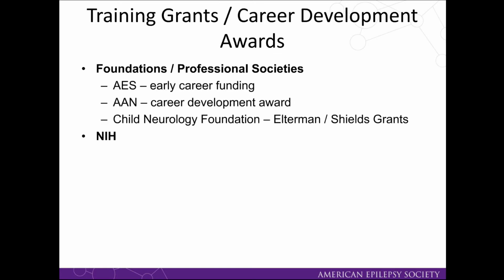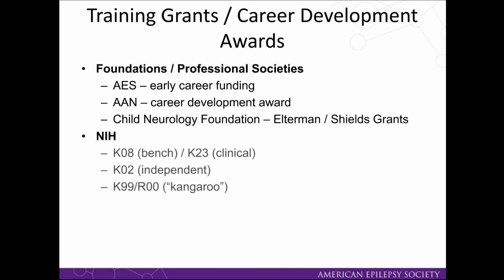So, some examples from foundations and professional societies. The American Epilepsy Society has some early career funding opportunities. The American Academy of Neurology has a Career Development Award. And then the Child Neurology Foundation, recently, has something called the Elterman and the Shields Grants. This is money from the Pediatric Epilepsy Research Foundation, which they then funneled to CNF to give these awards.